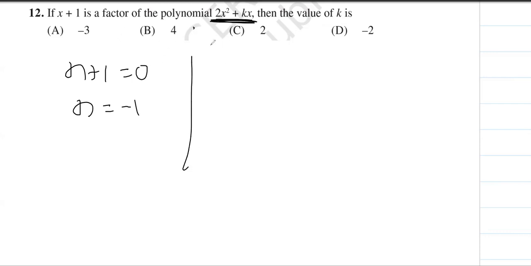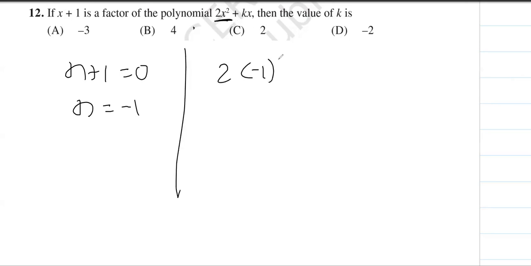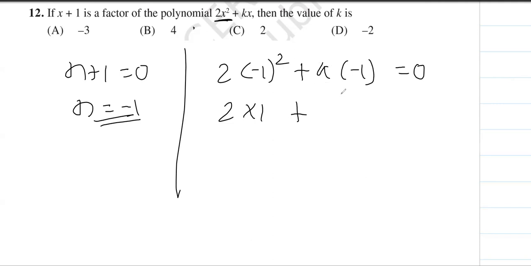So we know that x plus 1 is a factor of the given polynomial. It means that replacing x with the zero of the divisor, we should get 0. That means 2 into -1 squared, I'm replacing this x with the zero, that is -1, plus k times -1 should be equal to 0. So -1 squared is 1. So 2 into 1, and k times -1 is minus k, equal to 0. So 2 minus k equal to 0.